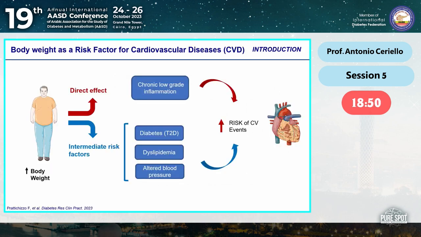Of course, we know that overweight by itself is a risk factor for cardiovascular complications. There are two ways through which overweight can influence the risk for cardiovascular events. One is a direct effect. Obesity or even overweight is accompanied by chronic low-grade inflammation, which is highly linked to the risk of CVD. But there are other intermediate risk factors, which is the possibility to develop diabetes, many times accompanied by dyslipidemia and hypertension.